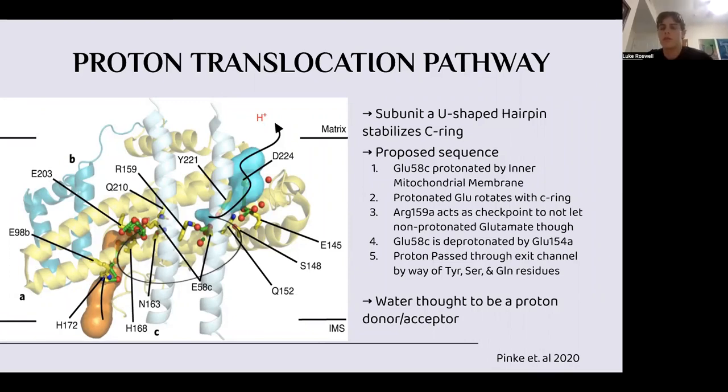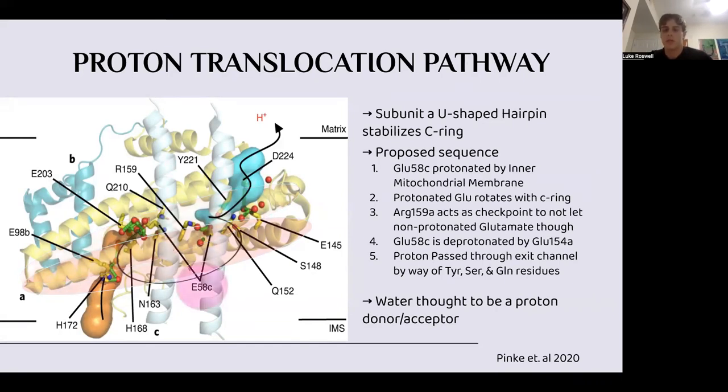Researchers used cryo-EM data to propose a chemical pathway that explains proton movement across the membrane via F1, F0 ATP synthase. Subunit A has a unique belt-like horizontal hairpin that matches shape closely with the rotating C-ring and helps ensure smooth rotation and subsequent protonation and deprotonation steps. The sequence is proposed as the following.